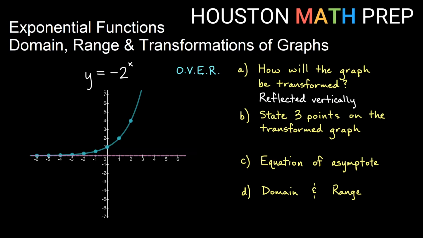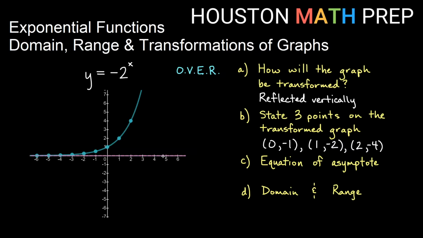So if we think about transforming some of our points and we want to find where those are, think about (0, positive 1) reflected below the axis is going to be at (0, negative 1), and (1, positive 2) reflected below the axis is going to be at (1, negative 2). (2, positive 4) would reflect below the axis and become (2, negative 4).